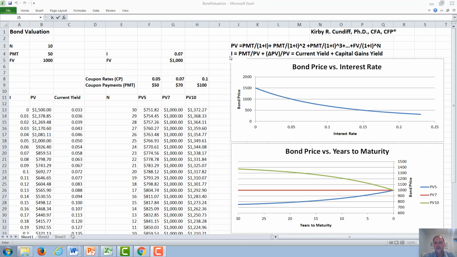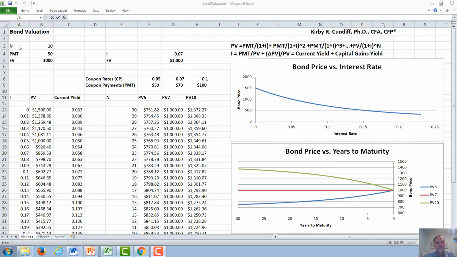That same interest rate can be expressed as the payment over the present value plus the change in price given one period, commonly a year, over the present value. These are also known as the current yield of the bond and the capital gains yield of the bond. The current yield is positive; the capital gains yield can be positive or negative. We will look at examples of how our bond's value changes as a function of interest rate, number of years to maturity, and coupon payments.